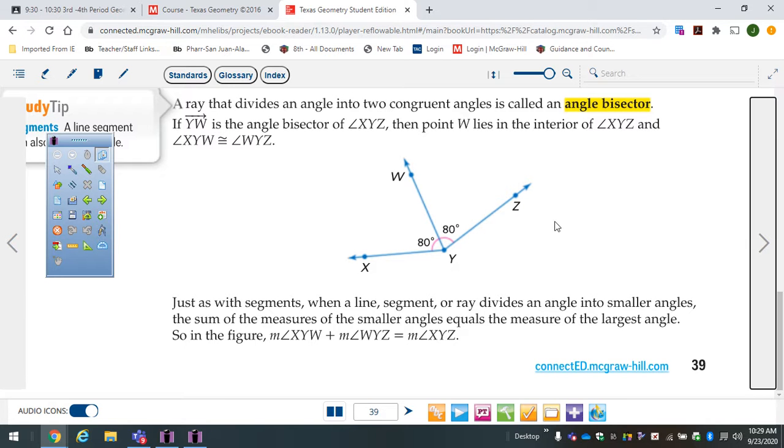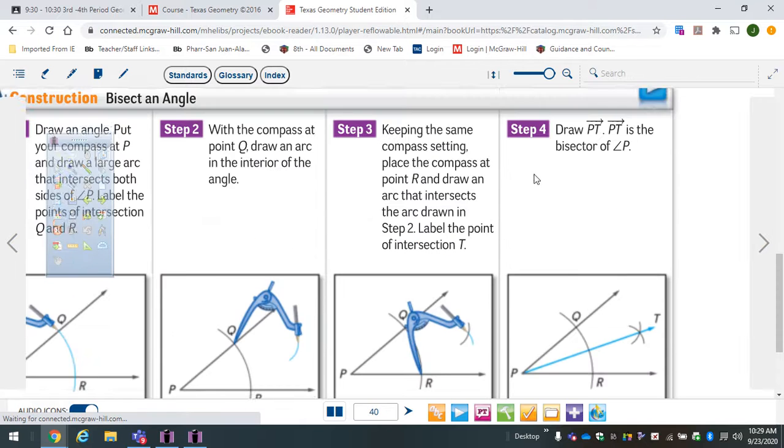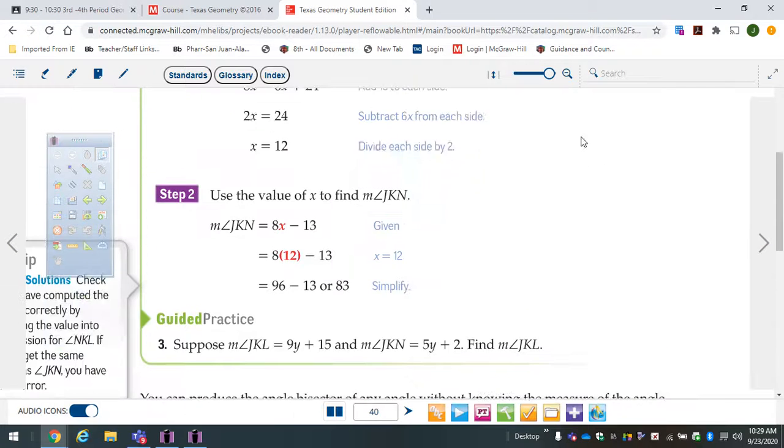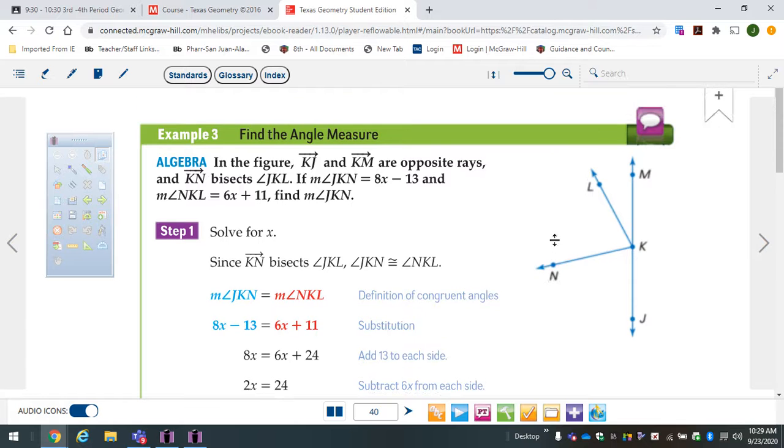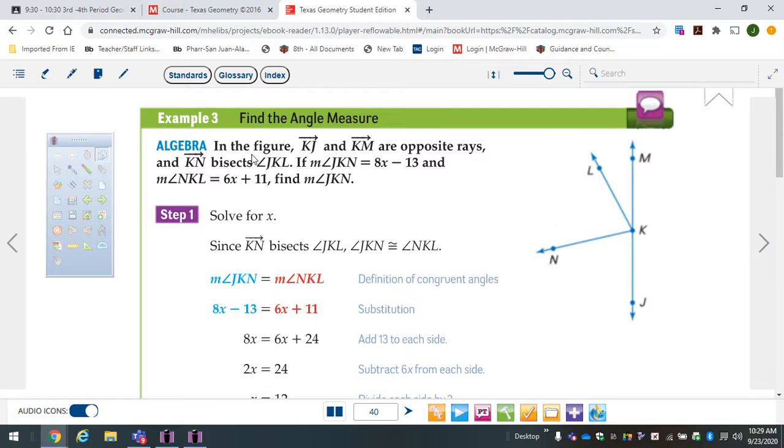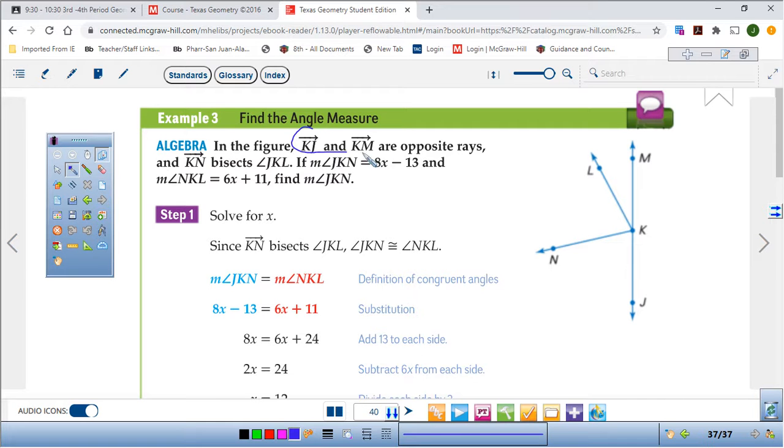So next page. Whoa, whoa, whoa. Some crazy stuff. Let's look at this one quick. In the figure, ray KJ. Where's KJ? Okay, KJ and KM are opposite rays. KM. Whoa, whoa, what does that mean? What is this telling me here?